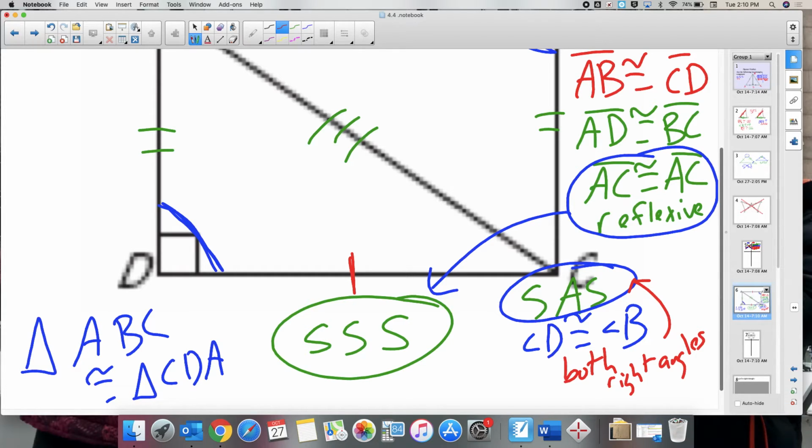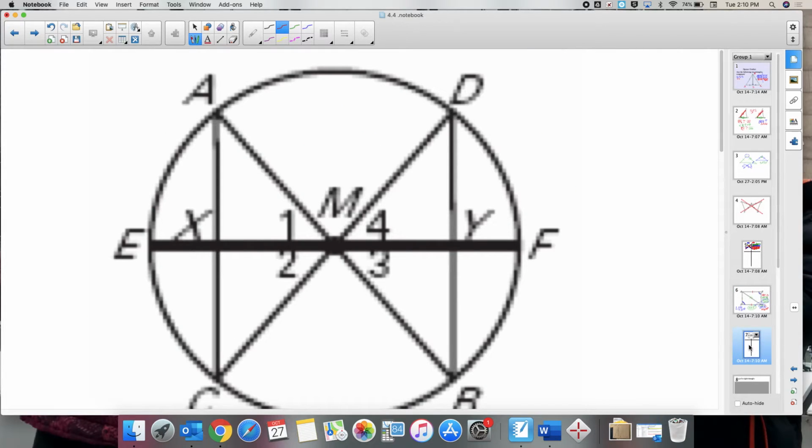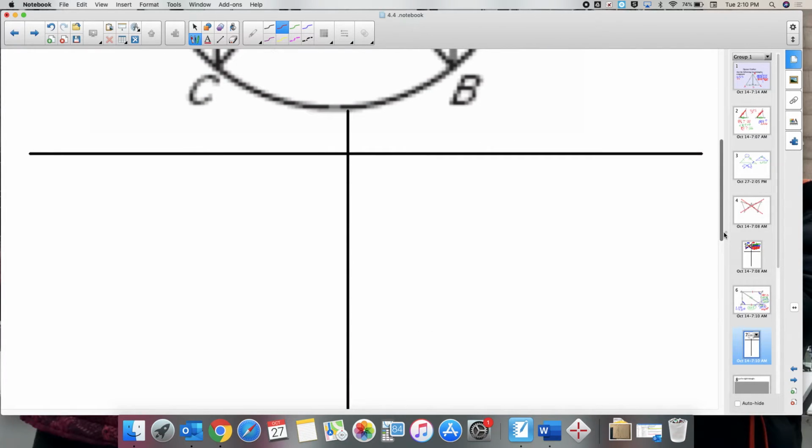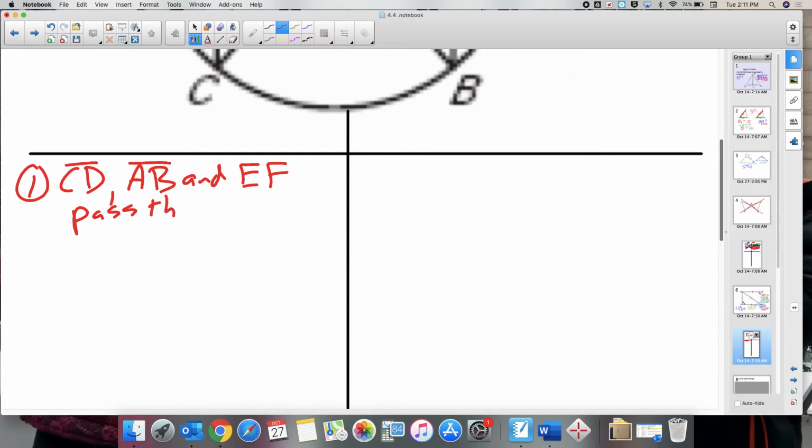All right, take a look at example 3 then. Example 3 says, in the diagram. That's a big old diagram. So let's just start with our given. I'm going to write it down, and then we'll go through and mark it. So in the diagram, CD, AB, and EF pass through the center M.